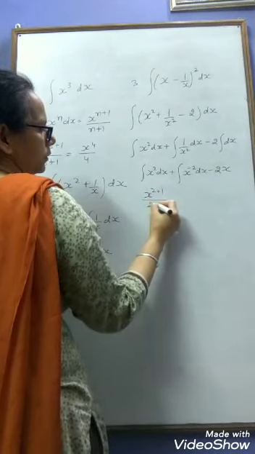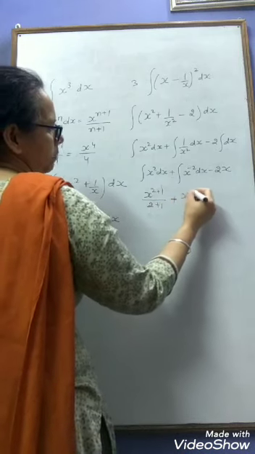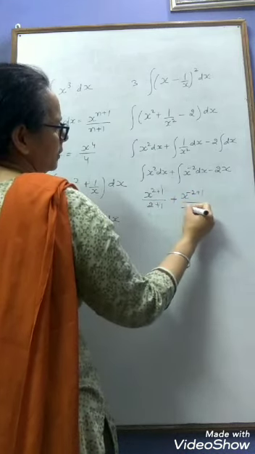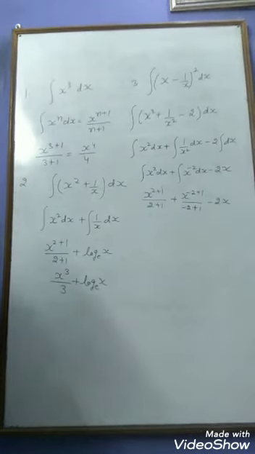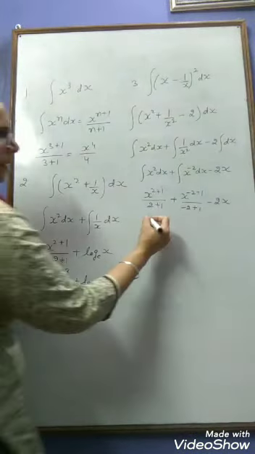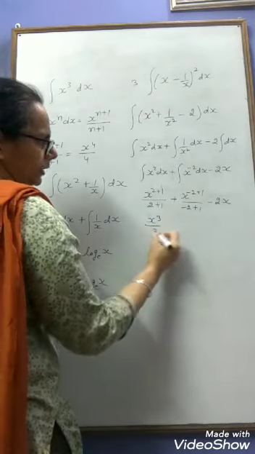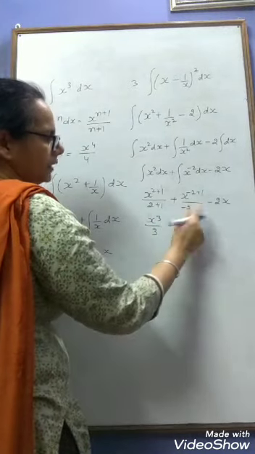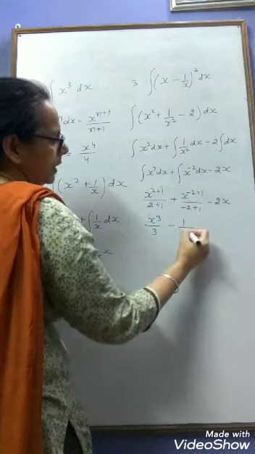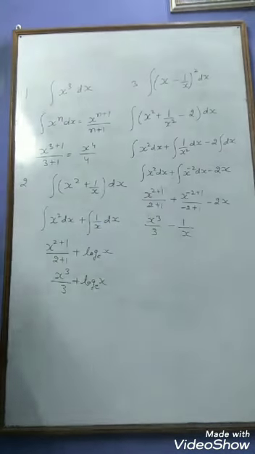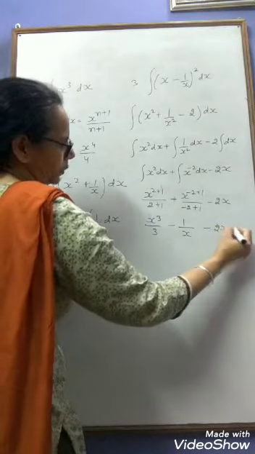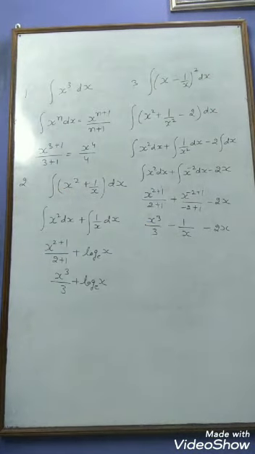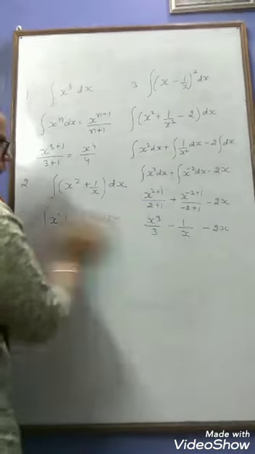Then the integration of x^2 is x^(2+1) over 2+1, of x^(-2) is x^(-2+1) over -2+1, minus 2x. Then what is the answer? x^3 by 3 minus 1 upon x, since minus 2 plus 1 is minus 1, minus 2x. So this is the integration for this term. And we have one more example.